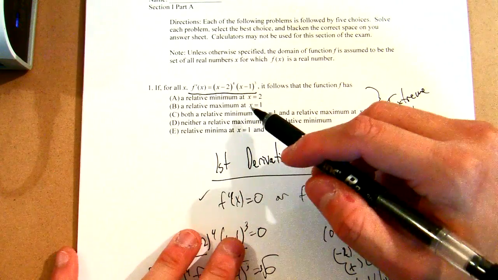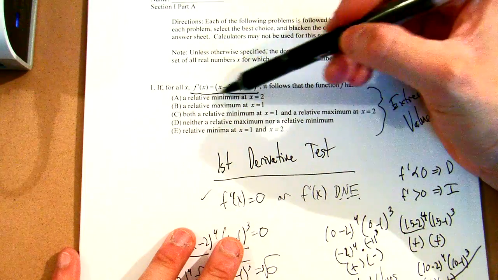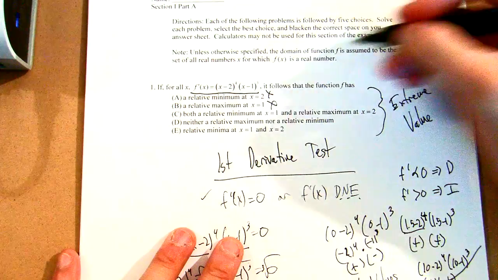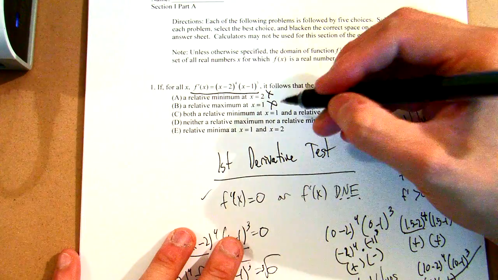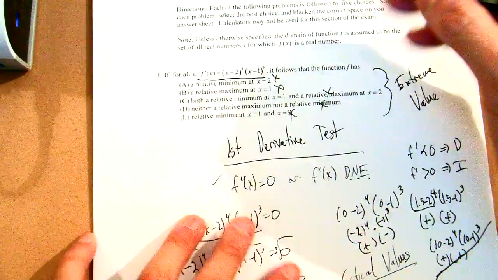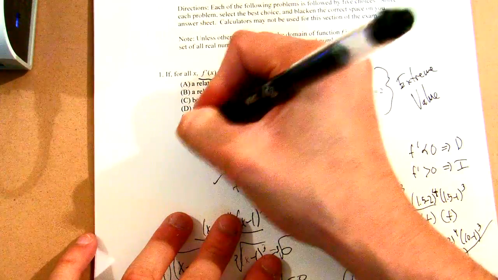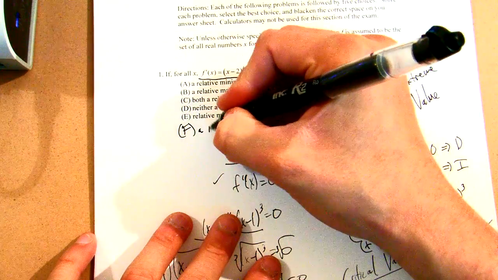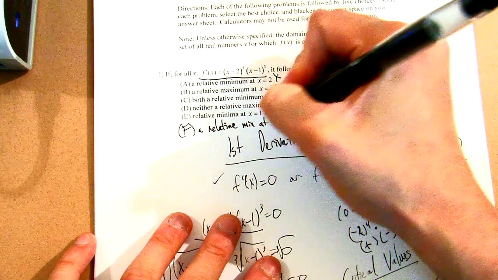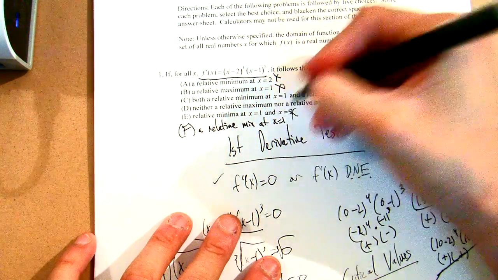Now we just look for that in the answer choices. And it looks like it's not here. It looks like I goofed. It says a relative min at 2. That's wrong. That's not true. Relative max at 1. No. So this is wrong, and you would probably want to fix this. You could say choice F, a relative min at x equals 1. Sorry about that. My bad.